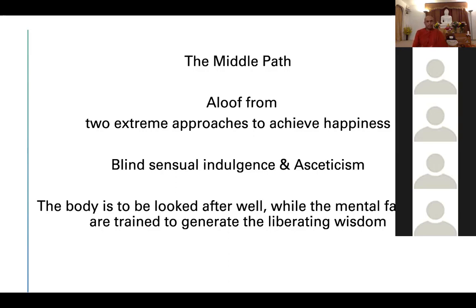So you take care of the body really well, and then use that health of the body to develop mind, mental qualities, and then mental skills. So taking care of the body, and also training the mind. Because it avoids the extreme approaches that human beings usually follow in order to achieve happiness, because of that avoidance, we call it the middle path.